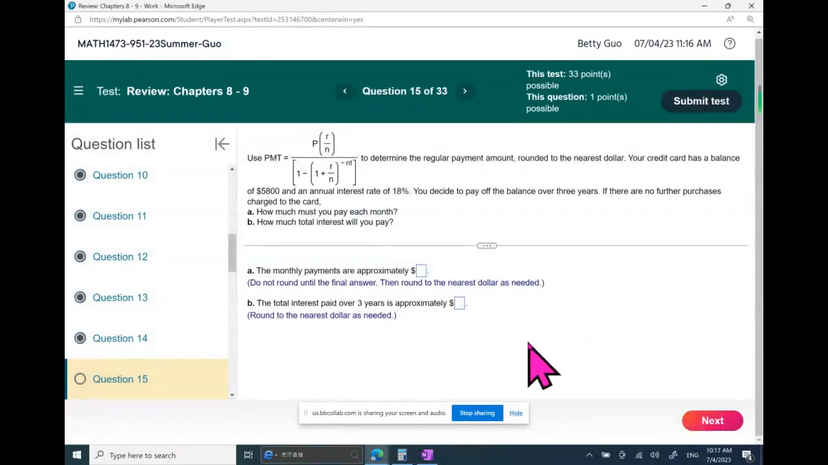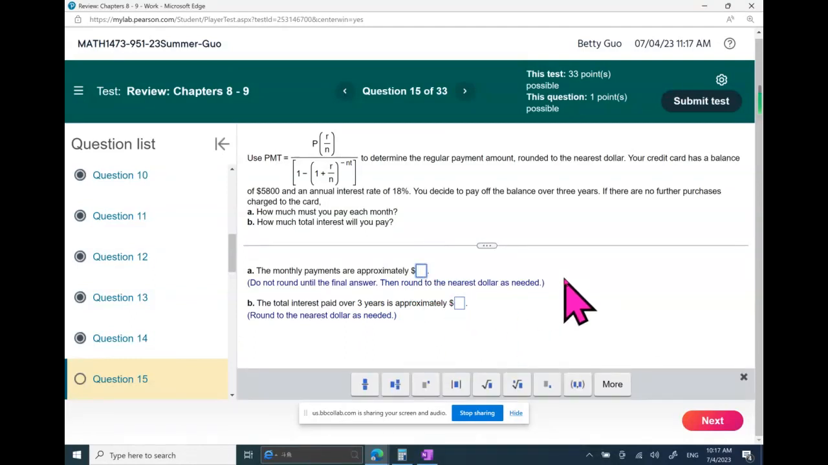Okay, this is about credit card. So we need to determine the regular payment amount. Rounded to the nearest dollar, your credit card has a balance of $5,800 and an annual interest rate of 18%. You decide to pay off the balance over 3 years if there are no further purchases charged to the card. Part A, the monthly payments are approximately how much? Round to the nearest dollar as needed.